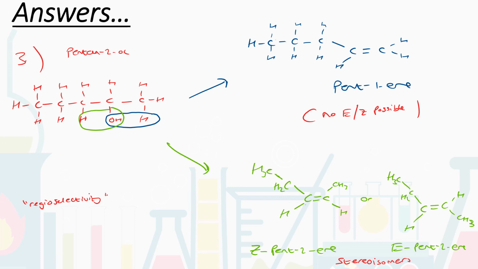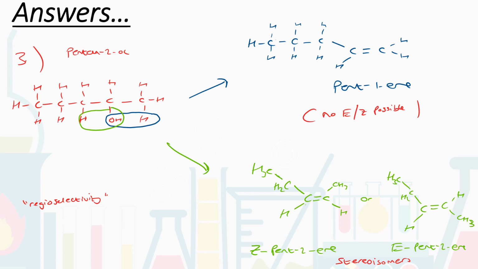We can take the hydrogen atom on the right of the OH group, which is shaded here in blue. By doing that elimination, I've not drawn the curly arrows, the mechanism for it, but by doing that dehydration, we'd end up with pent-1-ene. Again, if you've not seen the alkene video already, there's no EZ isomerization possible for this type of pent-1-ene because we have two hydrogen atoms attached to the same carbon, the one on the right.